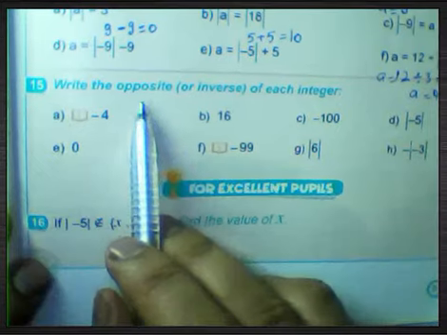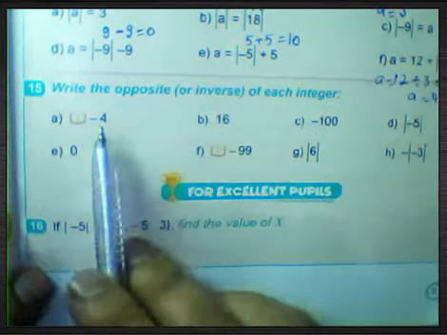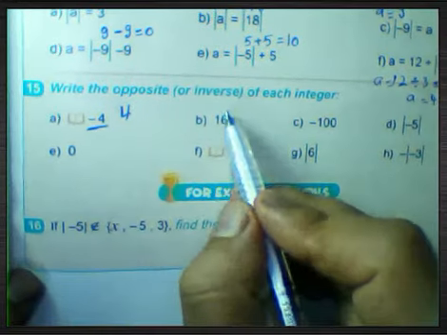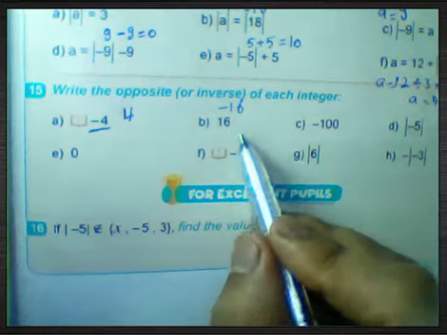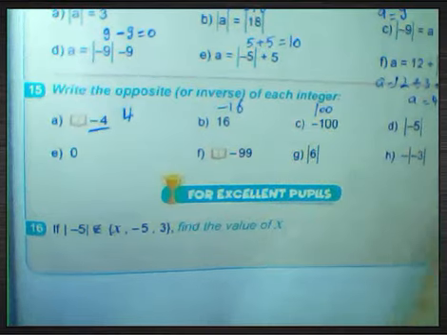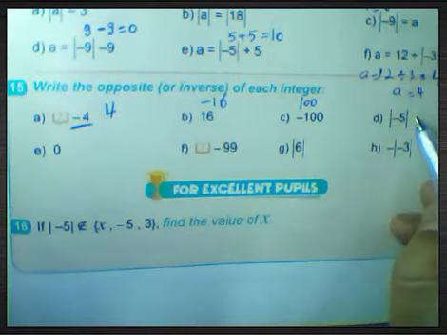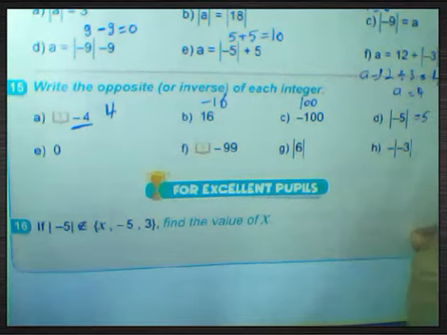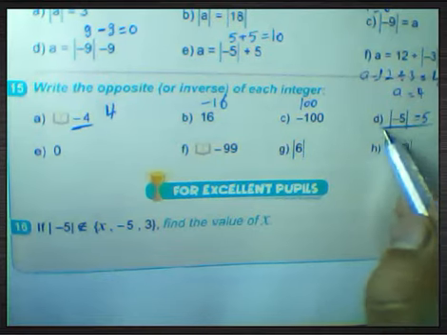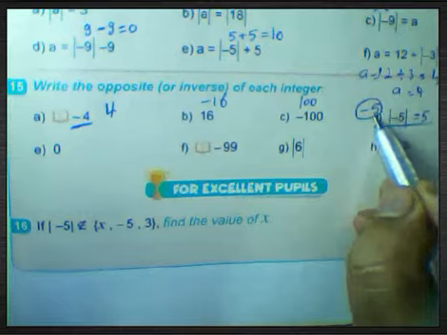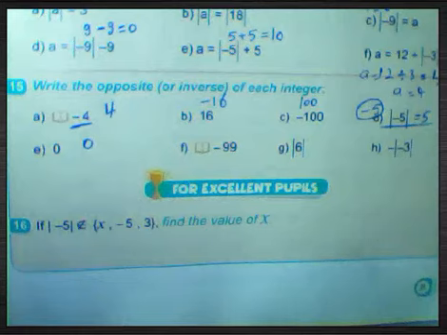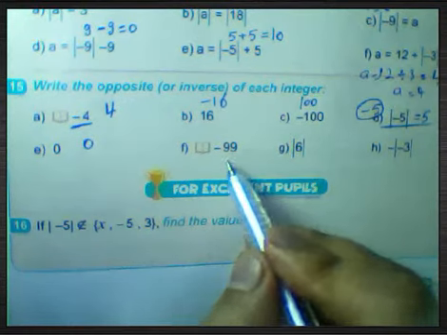Question 15. Write the opposite or inverse of each integer. Negative 4. The inverse of this number will be 4. 16. The inverse will be negative 16. Negative 100. Absolute value of 5 equals 5, so the inverse will be negative 5. The inverse for question D will be negative 5. 0. The inverse of 0 equals 0. Negative 99. The inverse of this number equals 99.